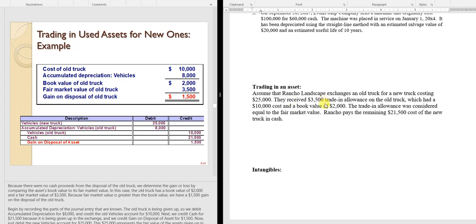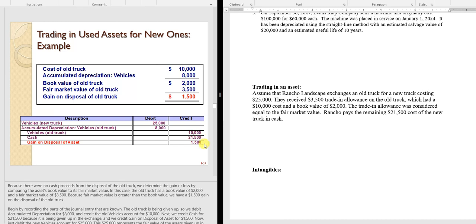Now take the cash and think, okay, I got a $25,000 truck less a $3,500 trade-in. I would have written that computation up here. So I paid $21,500. So don't get your debits and your credits mixed up. This cash is going out the door. And then I have a gain on my disposal.